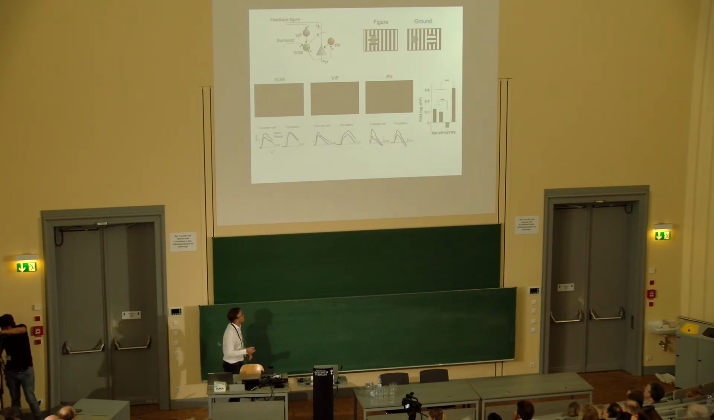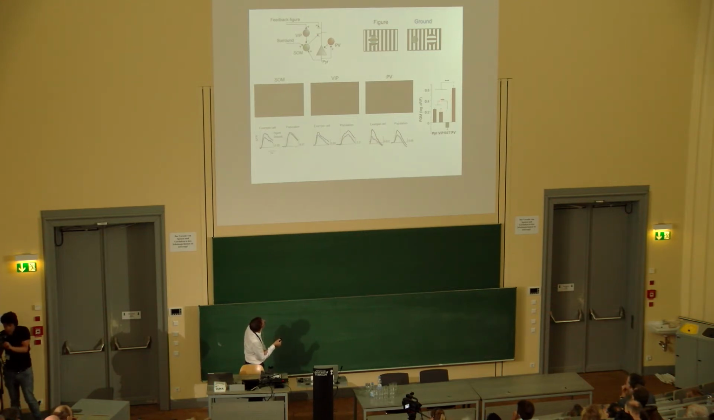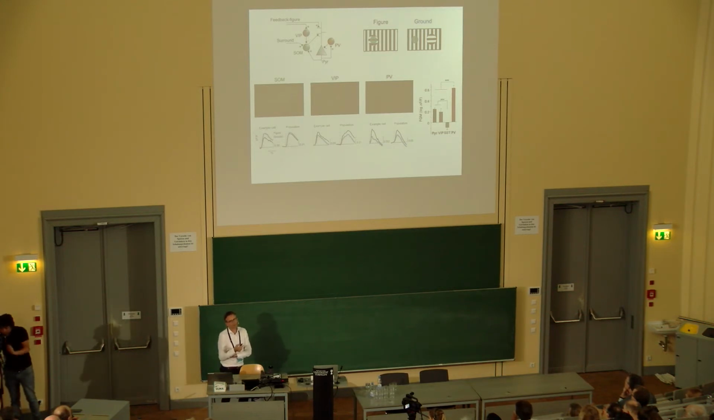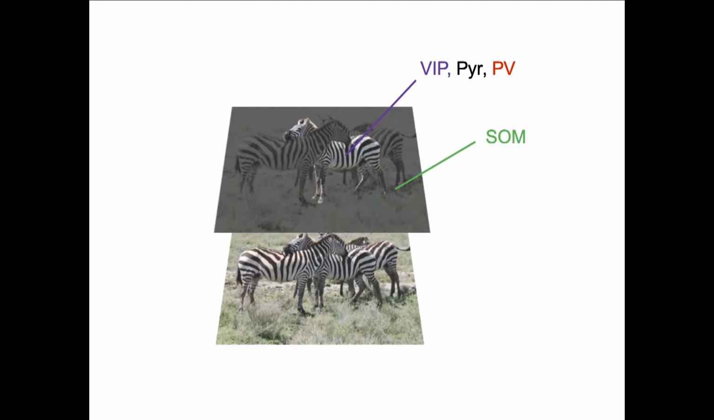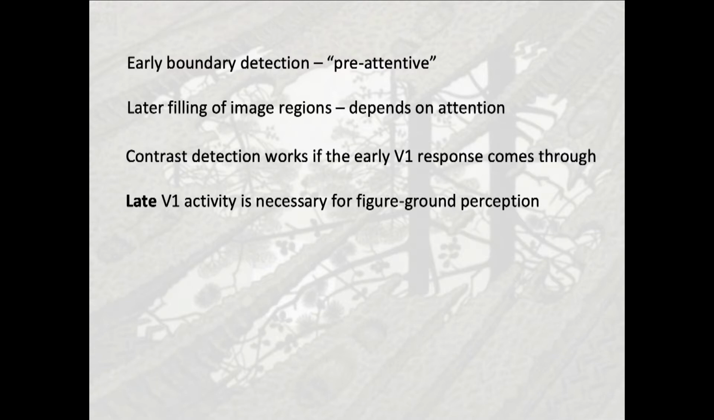And this shows you the statistics. So decent figure ground modulation for pyramidal cells and VIP neurons, opposite for somatostatin cells, and very strong positive figure ground modulation for PV cells. And so basically what we find is that these image regions that are labeled with enhanced activity are associated with extra activity of pyramidal cells, VIP cells, and PV cells. Those image regions that are suppressed are associated with extra activity of the somatostatin cells.